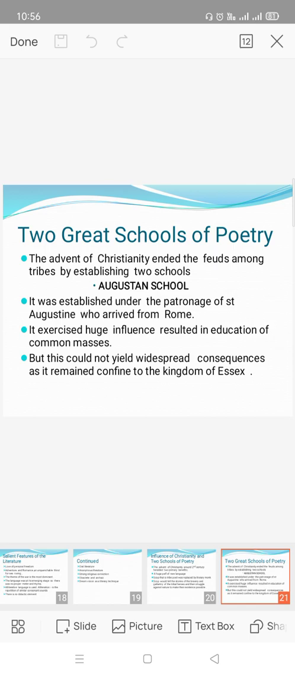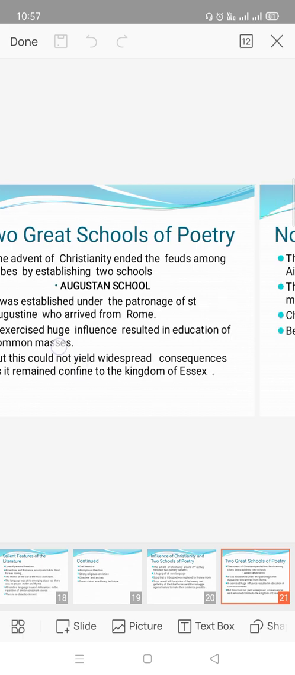Two great schools of poetry. The advent of Christianity ended the feuds among tribes and established two schools. The Augustan school was established under the patronage of Saint Augustine, who arrived from Rome. It exercised a huge influence, resulting in the education of common masses. This school was the Roman school, and it educated the masses and imparted knowledge to them. But this could not yield widespread consequences, and it remained confined to the kingdom of Essex. One pitfall of this school was that it was confined to a particular area, that is Essex. That is why it could not exercise a very huge influence.